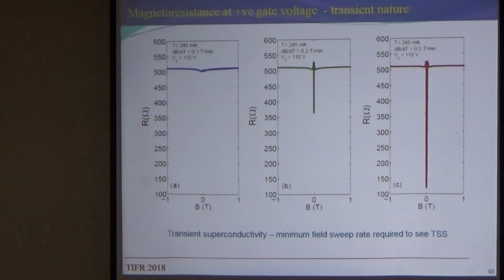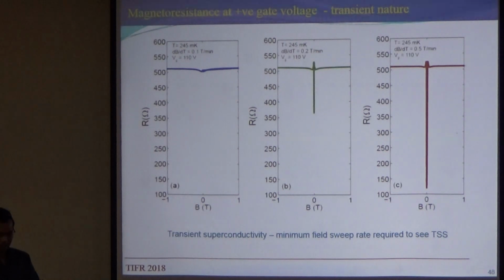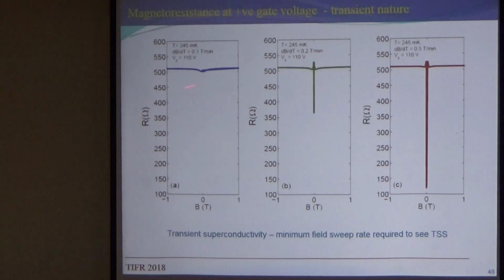So, now we started looking at the effect of the sweep rates. For example, when you swept the magnetic field at 0.1 Tesla per minute, we got a small dip, nothing else. At 0.2 Tesla per minute, the dip increases, at 0.5 Tesla per minute, the dip is much more, but it never goes to 0.